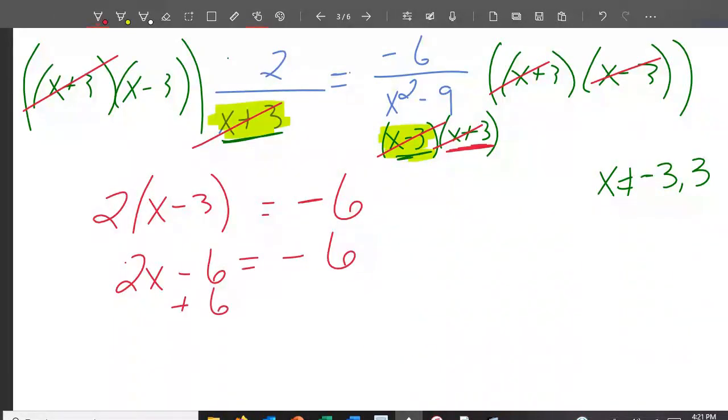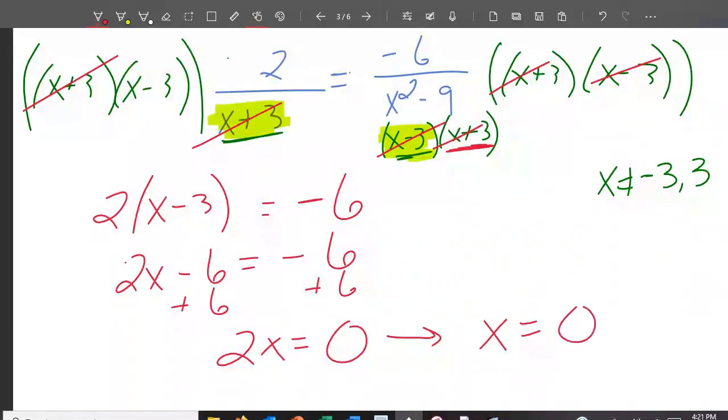Add 6 to both sides. Now pay attention. What you're going to get is 2x equals 0, which means x is equal to 0. This is the answer. Perfectly okay to have zeros.